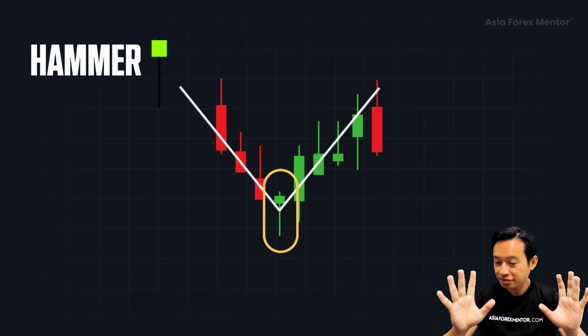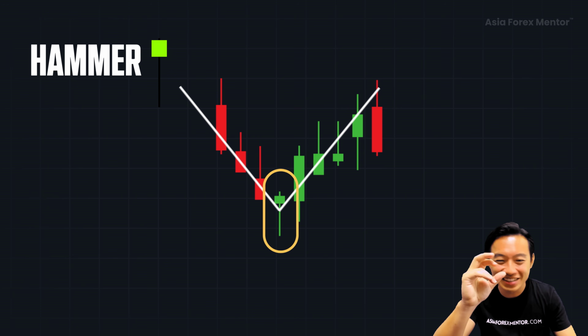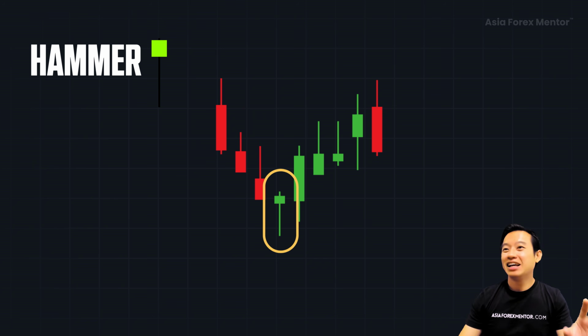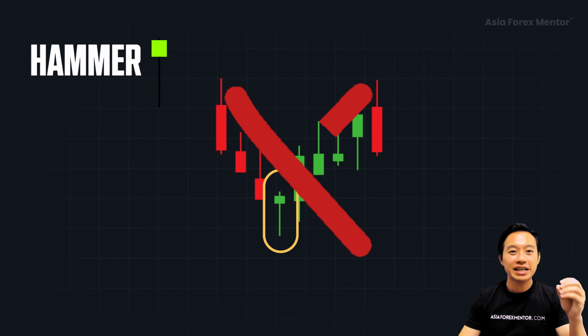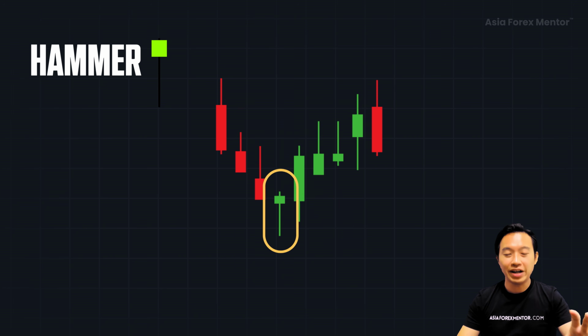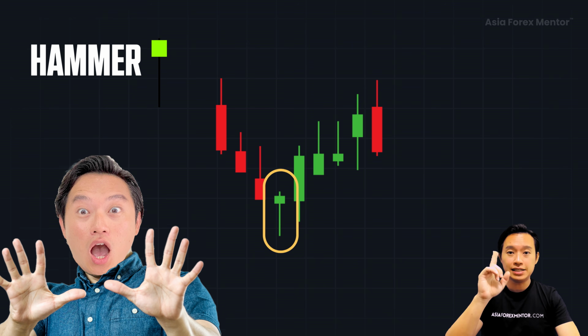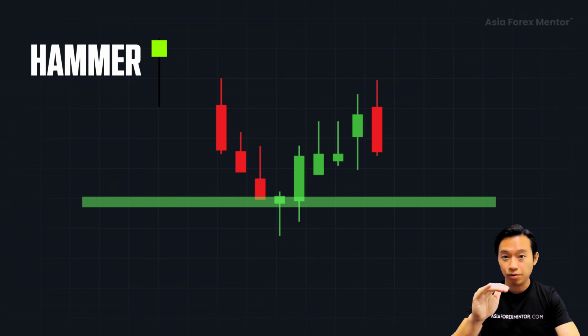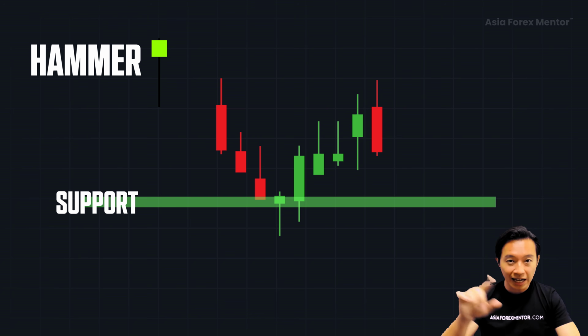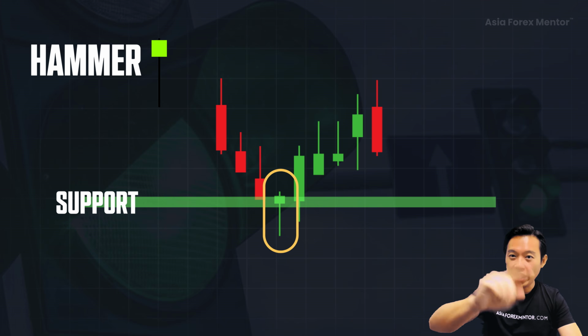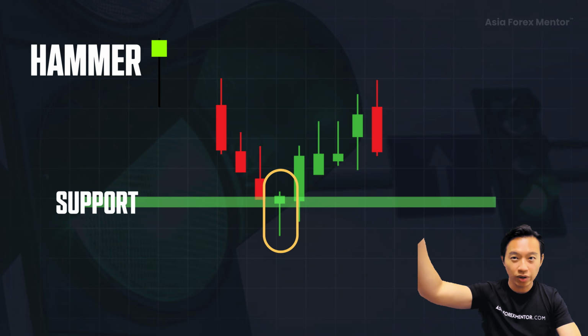Now, just because you know there's a hammer, you don't just jump in blindly every time you see one. A hammer means nothing if the market structure is not right. So you want to always take a step back. What is the trend right now? Is the trend in your favor? Is price at a key level, for example at a support or resistance level? If everything lines up, that hammer appearing there is not just a pattern anymore. It is now your go sign to enter on the next candle for it to potentially go up.